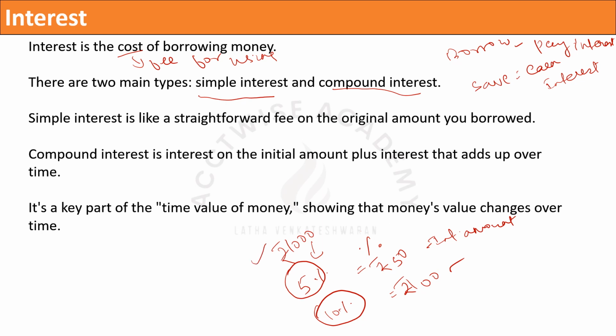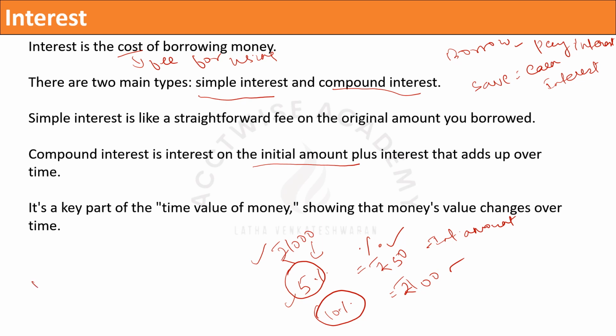See, here ₹1,000, 5% straightforward, you're going to pay ₹50. Next year also you're going to pay only ₹50. So it's straightforward. Whereas compound interest is interest on the initial amount plus interest that adds up over time.